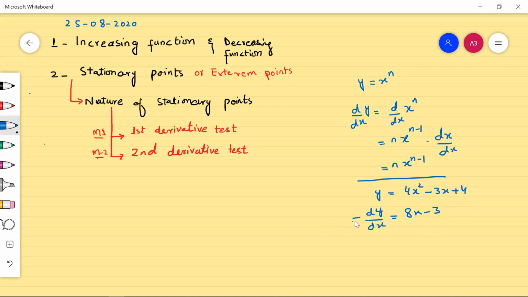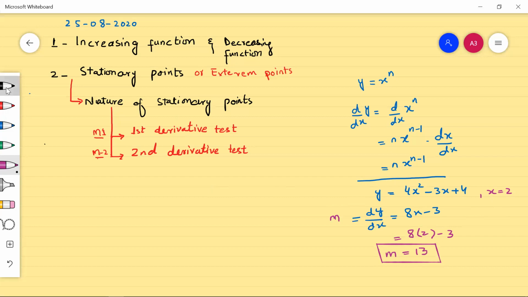So this derivative tells us the slope of the curve at that point. We can also denote this with m at a particular point. For example, if we want to find the slope of the curve at x is equal to 2, we find the derivative and put x is equal to 2 into it. So 8 into 2, 16 minus 3, it would be 13. It means the slope at x is equal to 2 on this curve is m is equal to 13. This is the prerequisite knowledge required for this topic.